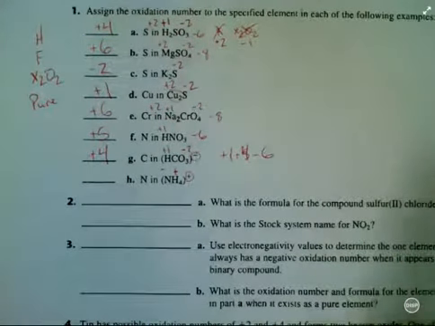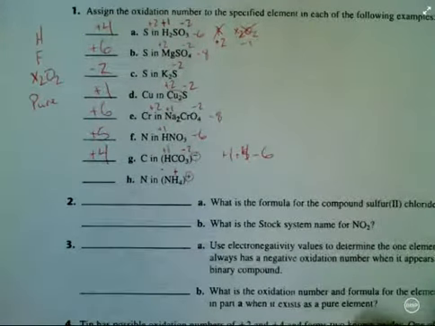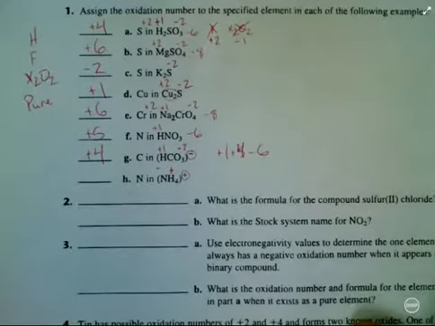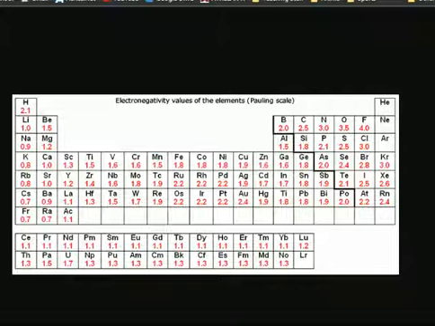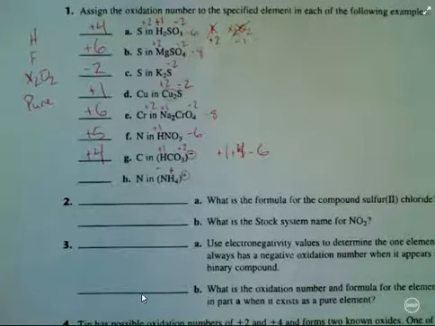Now, I know that flies in the face of that general tip that we gave you during the notes. Apologies for that. But again, appeal to electronegativities. We're talking about distribution of electrons here, and so that is always going to be king.